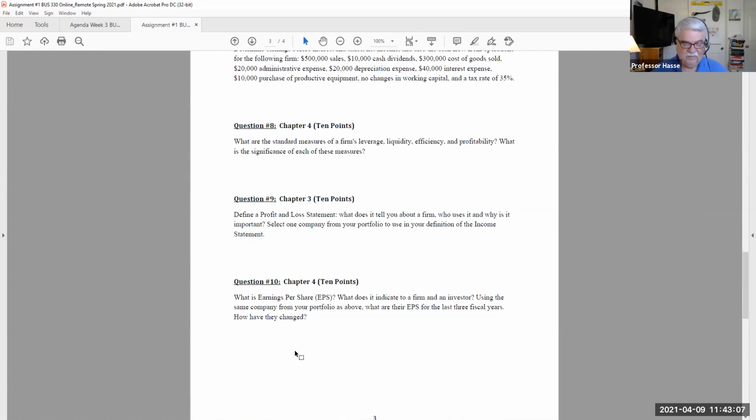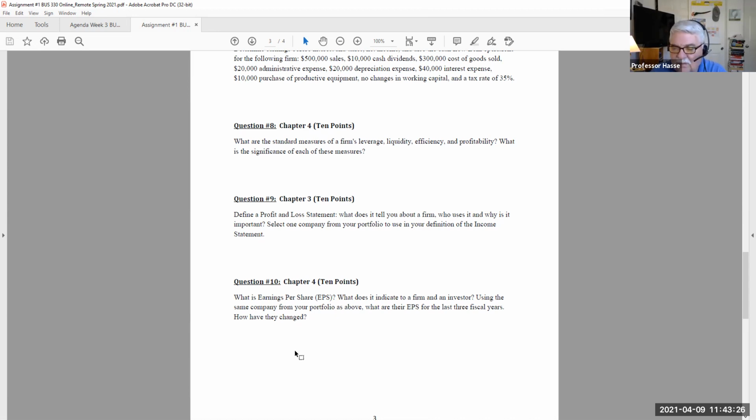And then we get to question number 9. Define a profit and loss statement, an income statement. What does it tell you about a firm? Who uses it? And why is it important? Don't forget to answer all those areas of this question. A lot of times students only get through one part of it and then they forget about why it's important, and you get points knocked off.